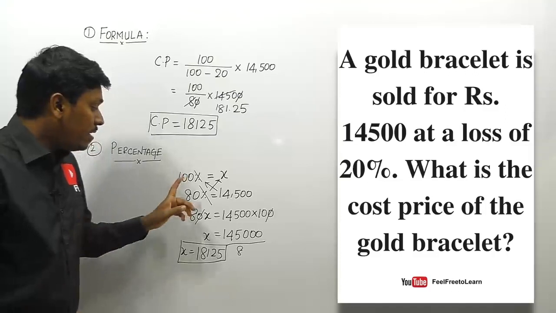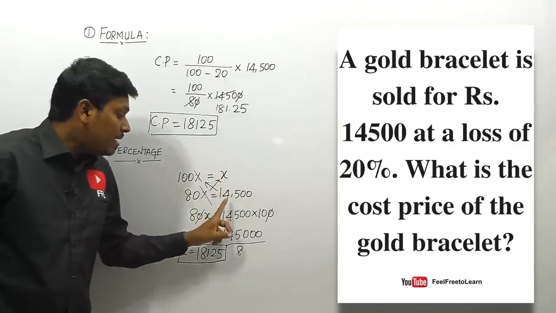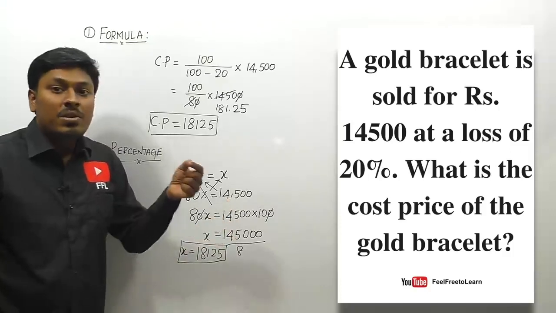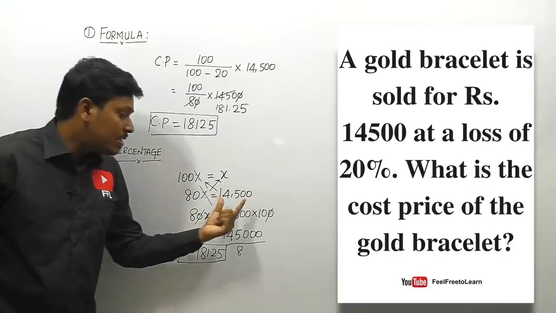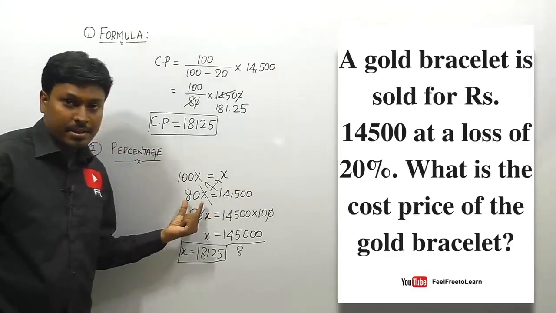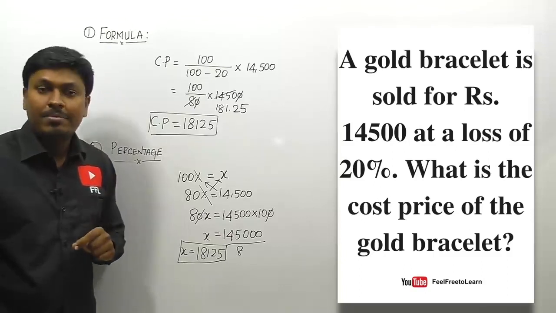So listen carefully. Cost price 100% is equal to X, and we know that he sold it for 14,500 at a loss of 20%. So cost price will be 100, loss will be 20. So this amount will be equal to 80%. So after cross multiplying, we got the answer: 18,125 will be the cost price.